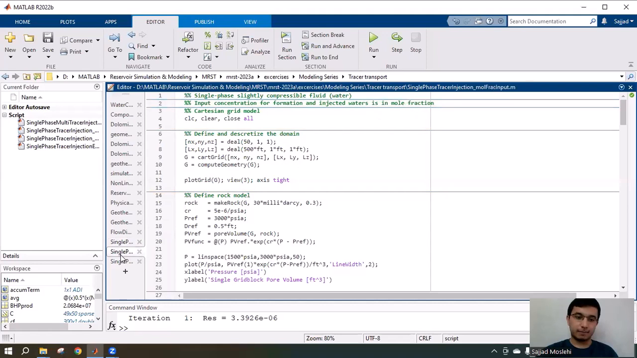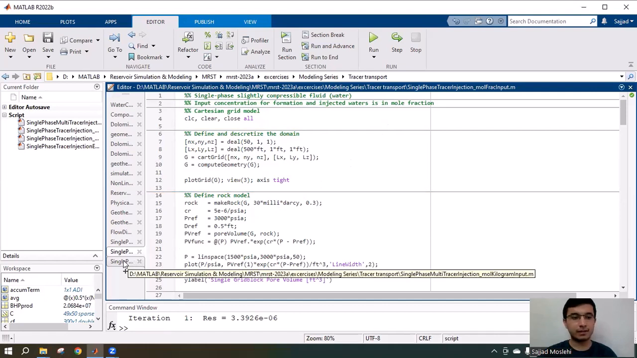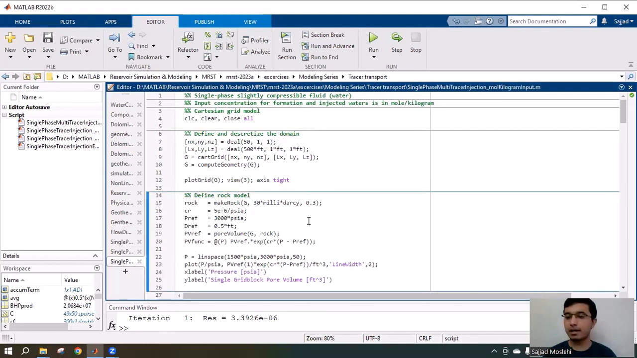In the next script, I have mole fraction. I'm going to use mole fraction as the concentration. And as the unit changes, the governing equation changes a little bit. Of course, the change is not very big or important. But I'm going to talk about both of these units. And in the third script, I'll talk about multi-tracer transport modeling in porous media. All right? Very good.